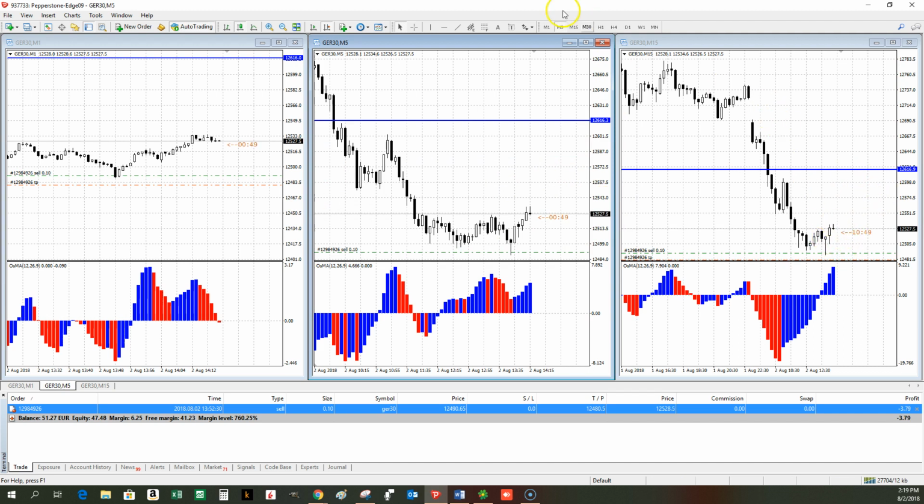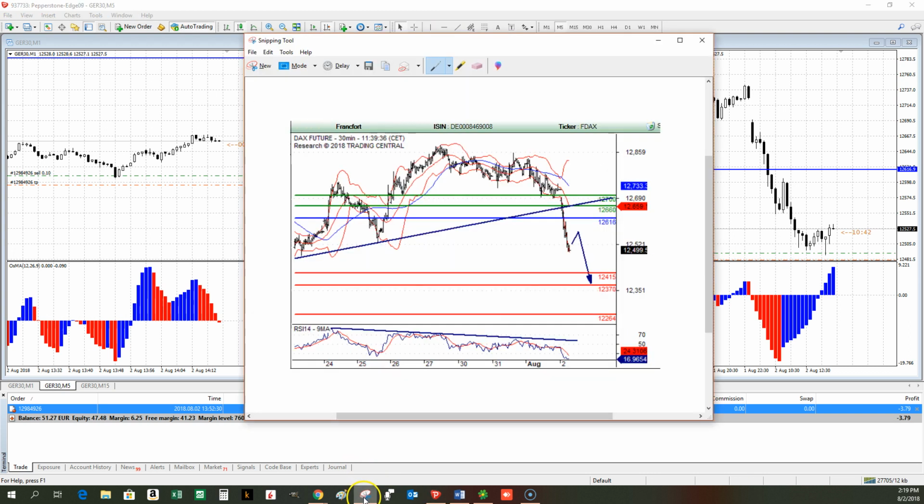Okay. So now, it says that we have a support at 12,415, and they see a drop at 12,370. These are the two supports where Trading Central is showing the target. This is where they see that it's gonna go down.